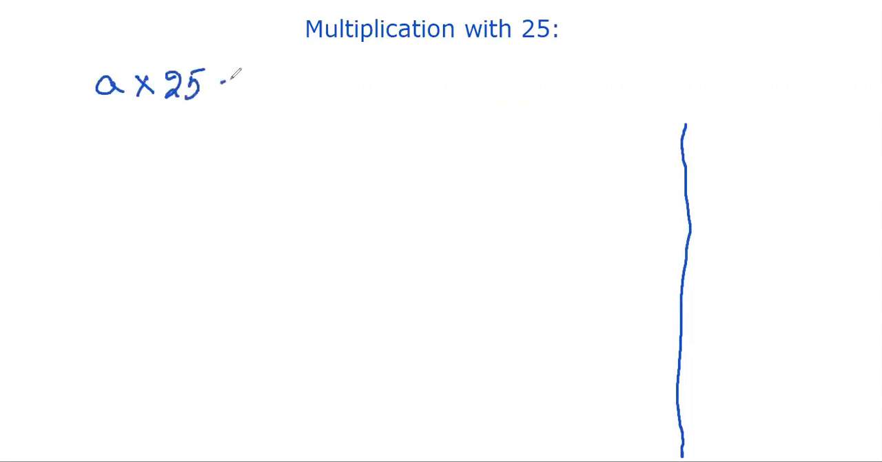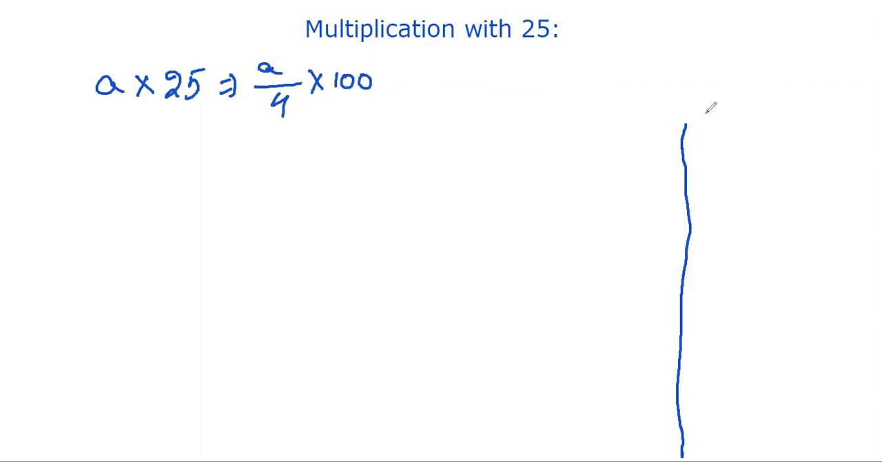Okay. We'll discuss one more type of multiplication here. This is also very easy. But before going to multiplication with 25, I'll tell you what we do with any number multiplied with 25: a by 4 into 100. That means you divide that number by 4 and multiply with 100.